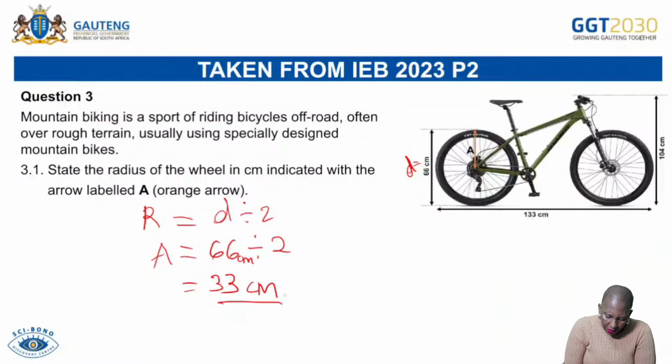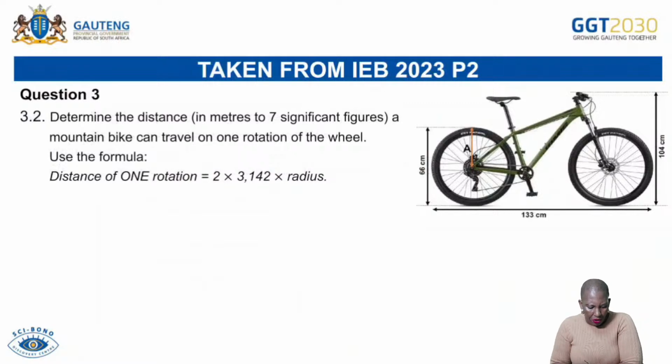You see, straightforward. That is our radius. So remember, they said radius marked with A. You need to write A there because the radius is marked with an A. And then we go now to the next one. Let's quickly have a look at the second question.